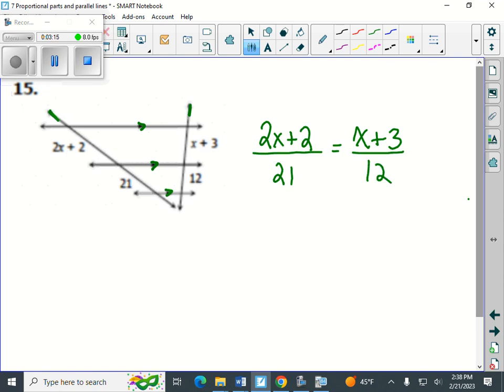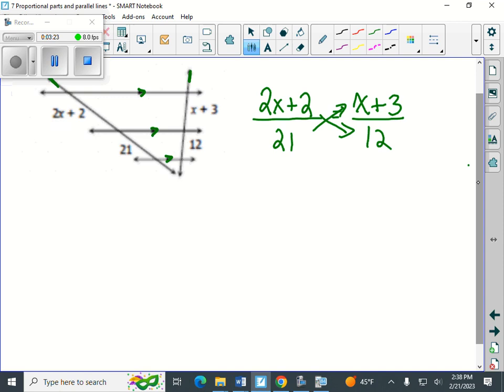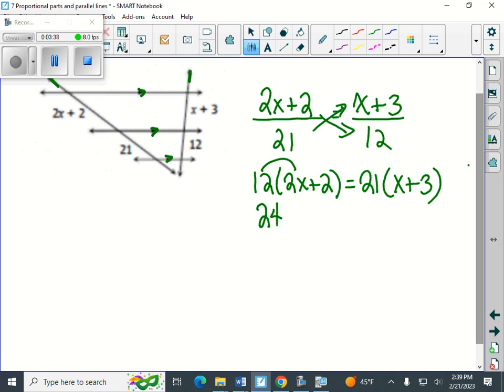And once again, we're going to cross multiply, and then we'll use the distributive property to solve. So this is going to be 12 times 2x plus 2 equals 21 times x plus 3. And again, we'll distribute. 12 times 2x is 24x. 12 times 2 is 24. Over here, 21 times x, and then 21 times 3 is 63.